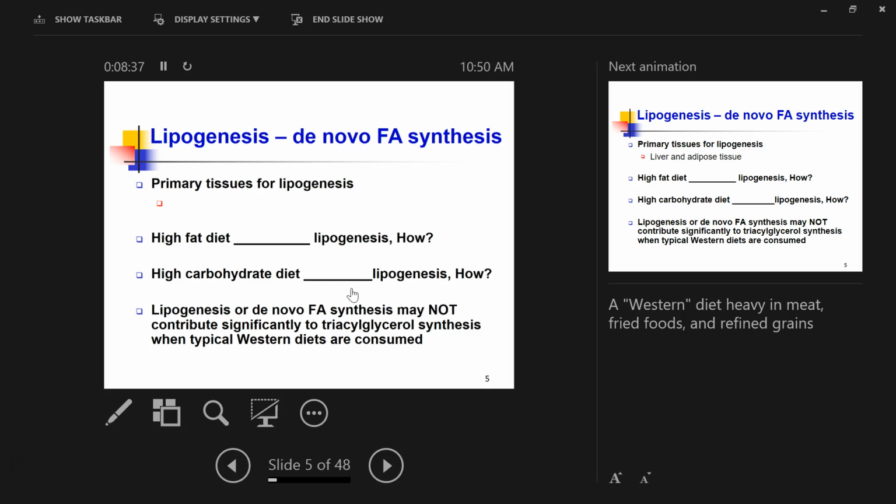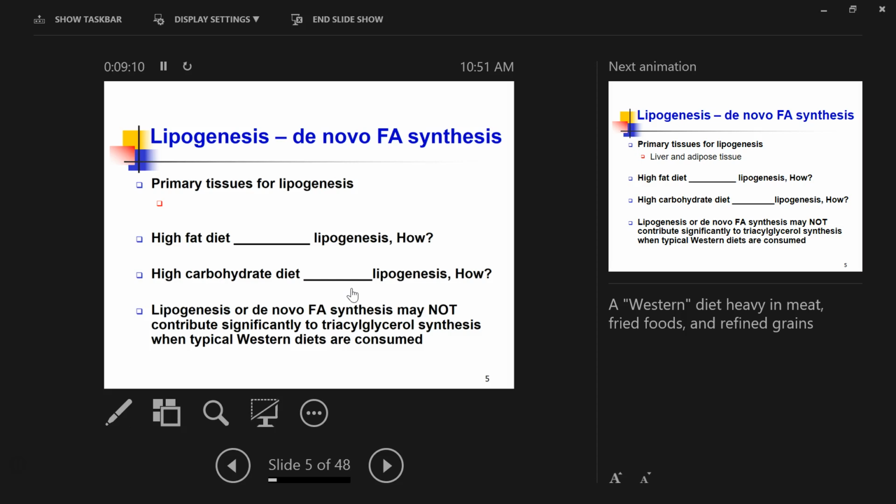Muscle, right? So again, the liver is a primary tissue that does lipogenesis. That means lipogenic activity is very high in the liver. And the second tissue, the adipose tissue. But compared to liver, lipogenesis activity in adipose tissue is relatively small, relatively low compared to liver. Again, liver is the primary tissue for the lipogenesis, and then the adipose tissue.